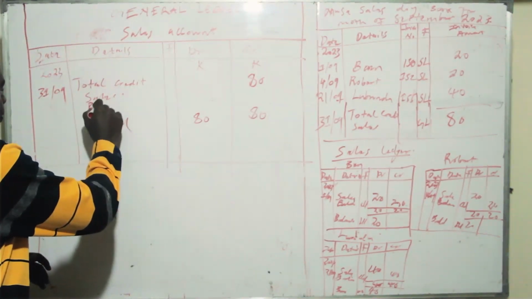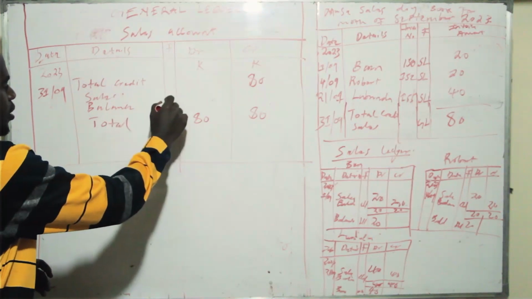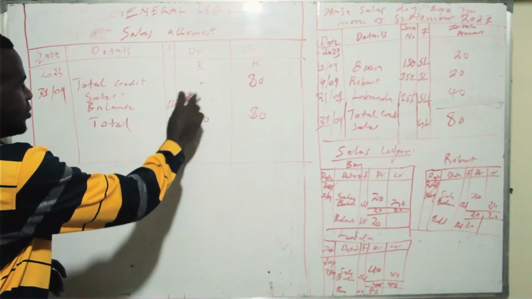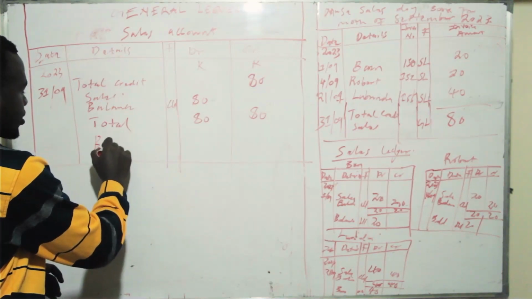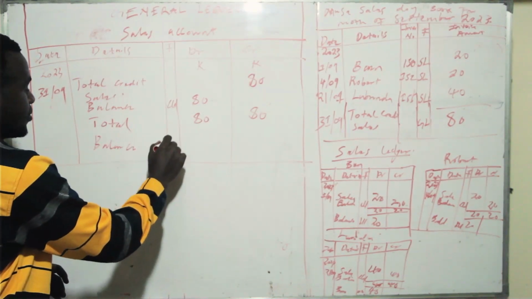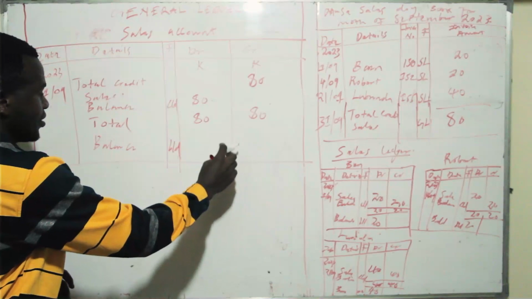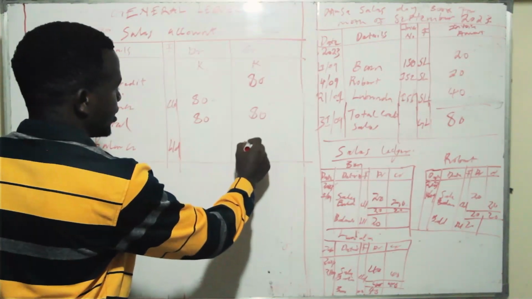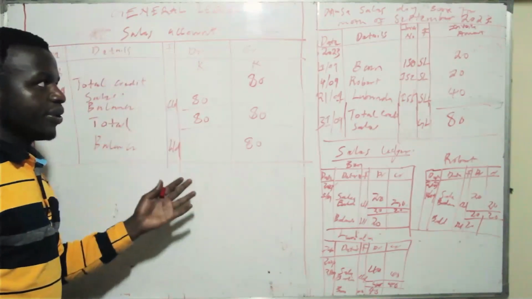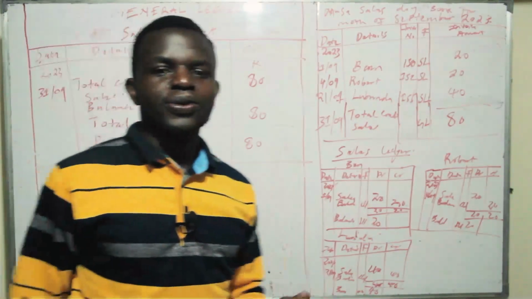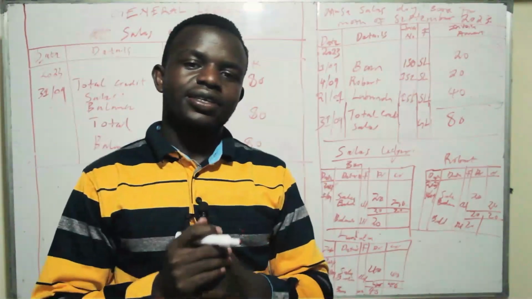Then we can find our balance carried down there. It will be on the debit side as 80 kwacha. Then the balance brought down is going to be on the credit side as 80 kwacha. So that's how you can draw up the sales account. Where you have questions, please ask in the group.